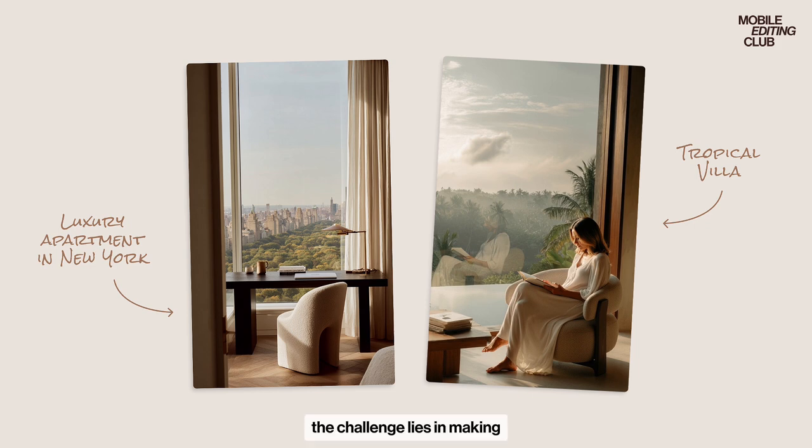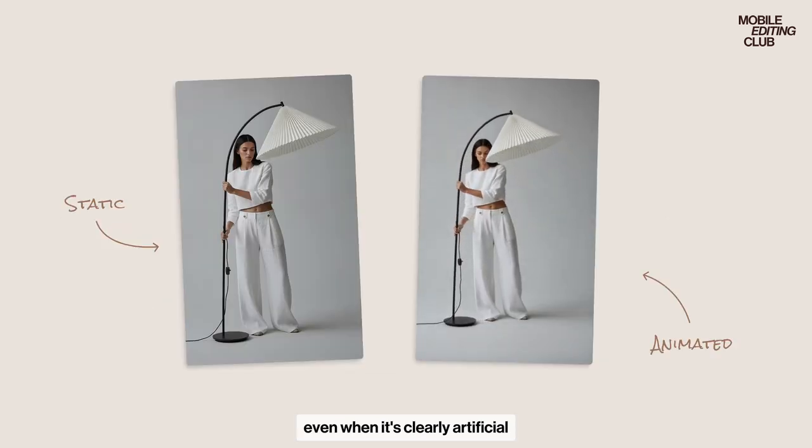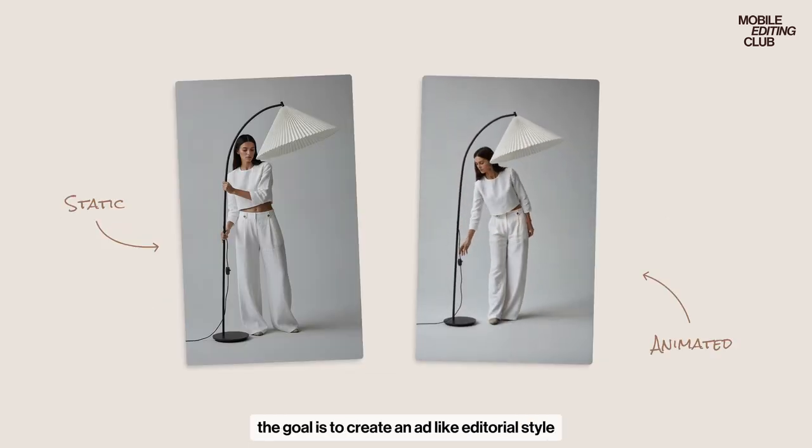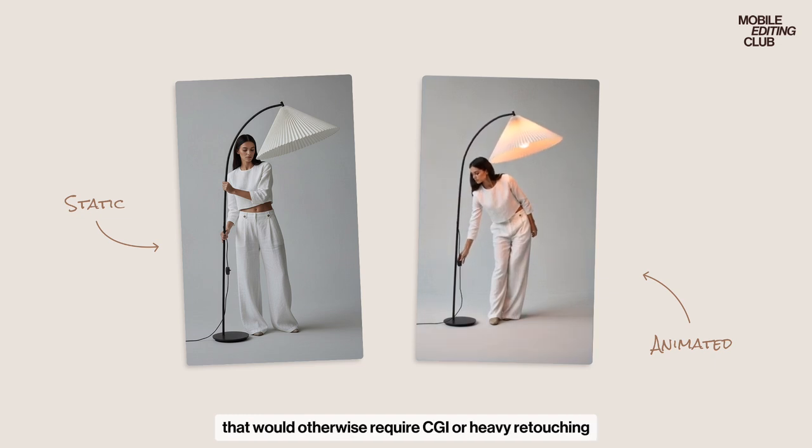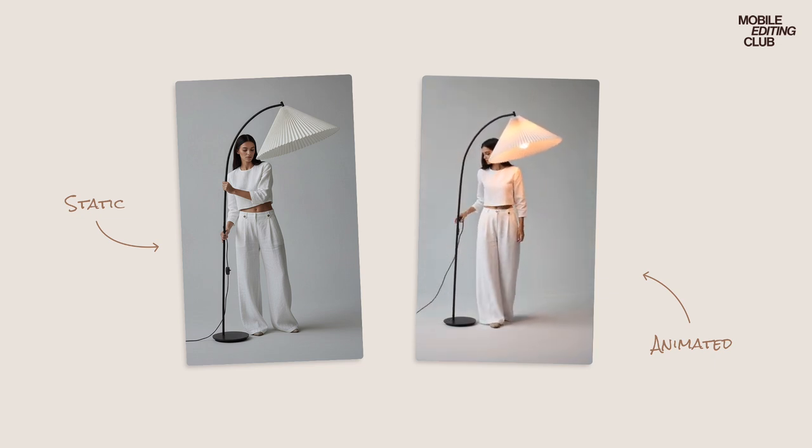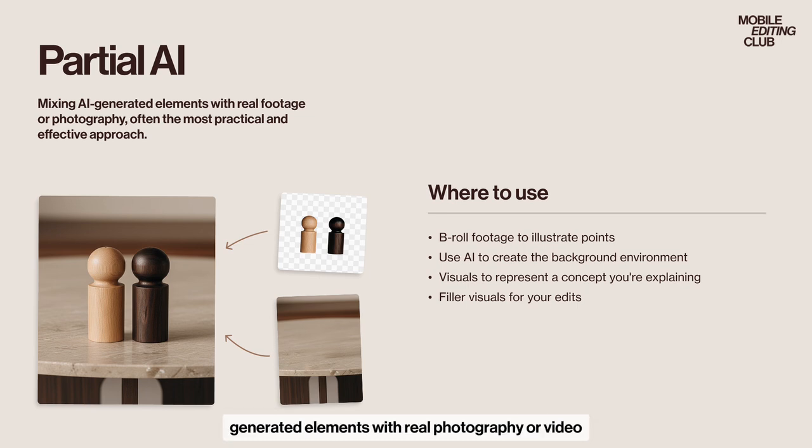The challenge lies in making the content feel authentic and aligned with your brand. Full AI must still be high quality and believable. Even when it's clearly artificial, the goal is to create an ad-like editorial style that would otherwise require CGI or heavy retouching. Partial AI means combining AI-generated elements with real photography or video.